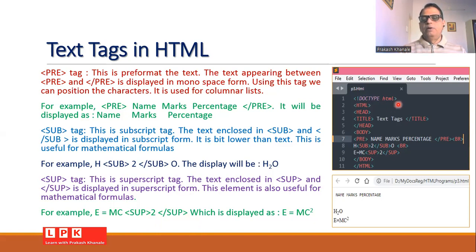I have prepared a simple file and saved it as p3.html. You will find name, marks, and percentage, and then this H2O formula where 2 is enclosed in the subscript form, and E equals MC squared, where 2 is enclosed in the superscript form. Whenever this file is saved and you execute it using a web browser such as Google Chrome, you will get the appropriate text in the appropriate form on the screen.